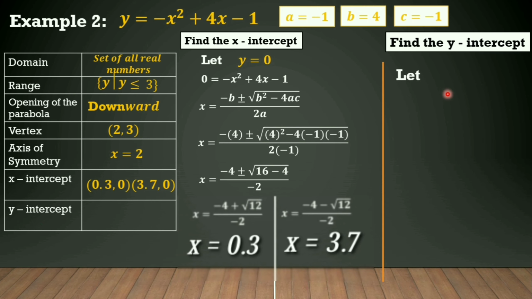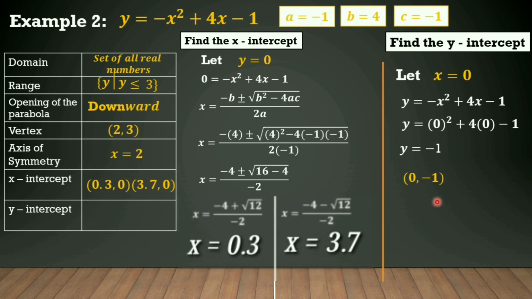So, y-intercept naman, we will let x is equal to 0. So, dito sa equation na to, papalitan lang natin lahat ng x na yan ng 0. So, we have y is equals to 0 squared plus 4 times 0 minus 1. So, okay, so ito ay magiging 0 na, kaya ang matitira na lang ay negative 1. So, y is equals to negative 1, therefore, our y-intercept is 0, negative 1. 0 yung x natin, y is negative 1. So, ilagay na natin dito, yan yung y-intercept natin. So, kompleto na yung points natin, pwede na natin siyang ilagay sa Cartesian plane natin.